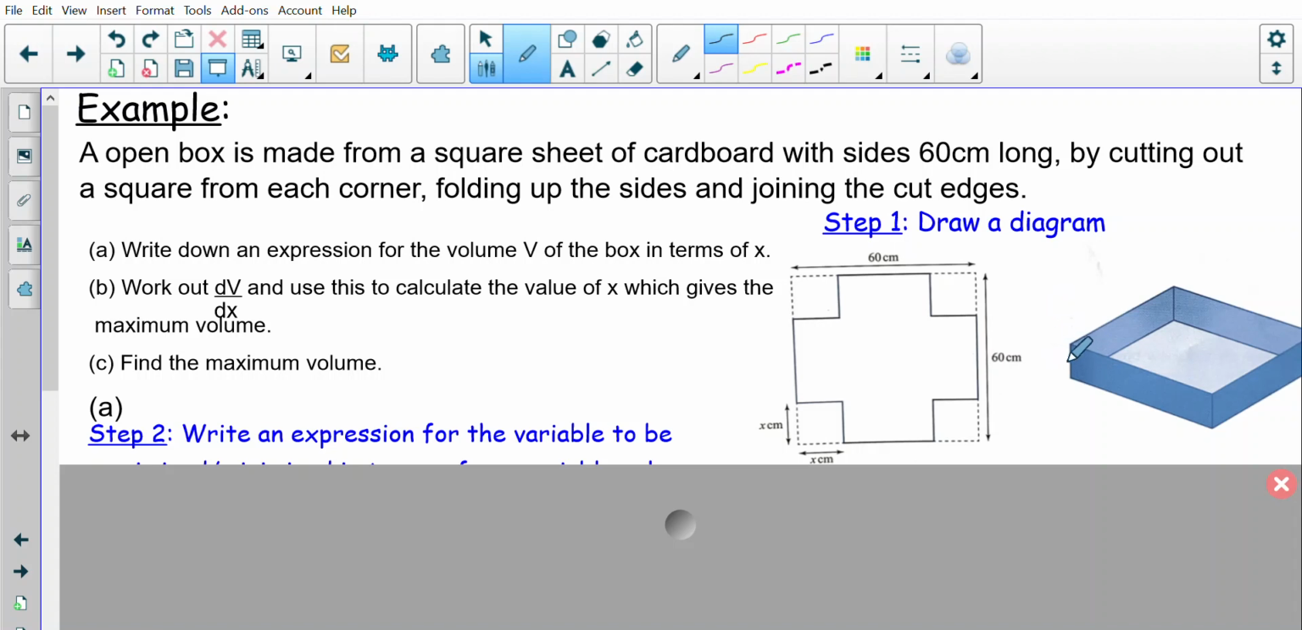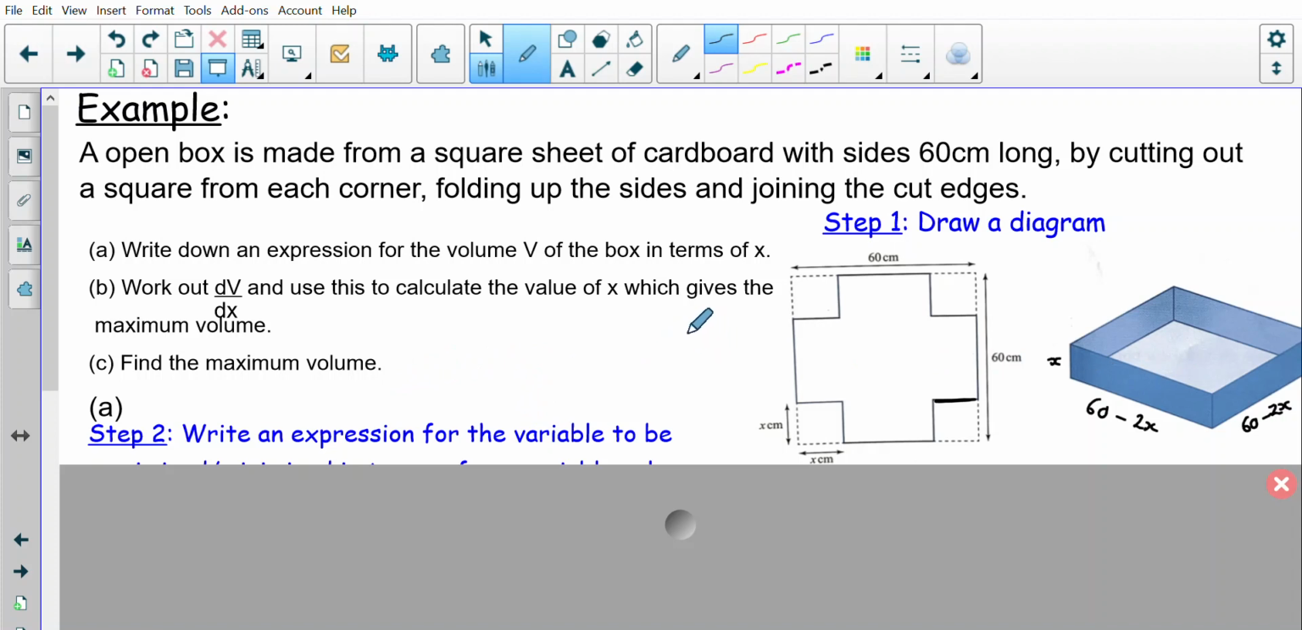I know that the sides of the box are going to be 60 take away 2 lots of x, because it's 60 take away this x here and this x here. The base is square, so this is 60 take away 2x as well. And if we think about it, this is what we folded up to make the sides, so the height of the box is x. So there are the dimensions of my open top box.